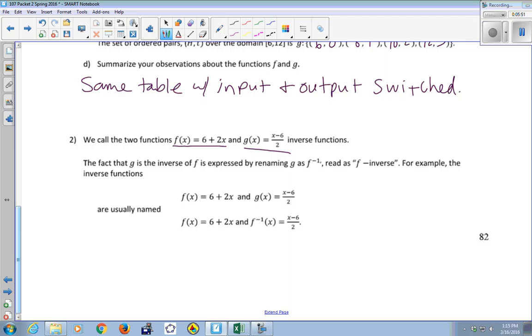So the fact that g is the inverse of f is expressed by renaming g as what looks like f to the negative 1. But it does not mean f to the negative 1. Okay, so that's really critical. It doesn't mean f to the negative 1. You would just read that as f inverse. So if I have two functions, f and g, 6 plus 2x and x minus 6 over 2, those two functions are inverses. So we would typically rename g f inverse. It looks like f to the negative 1 in the notation.